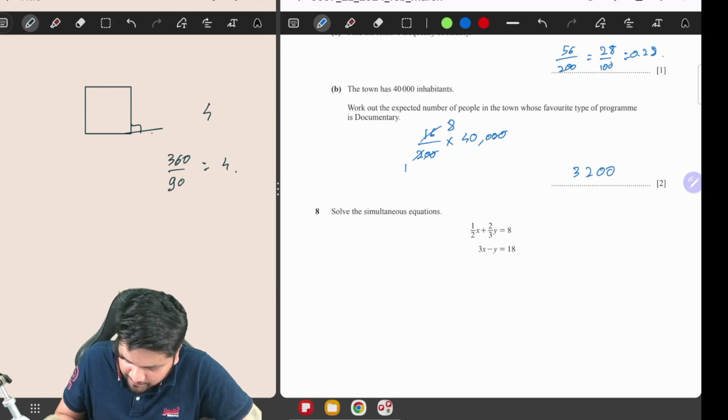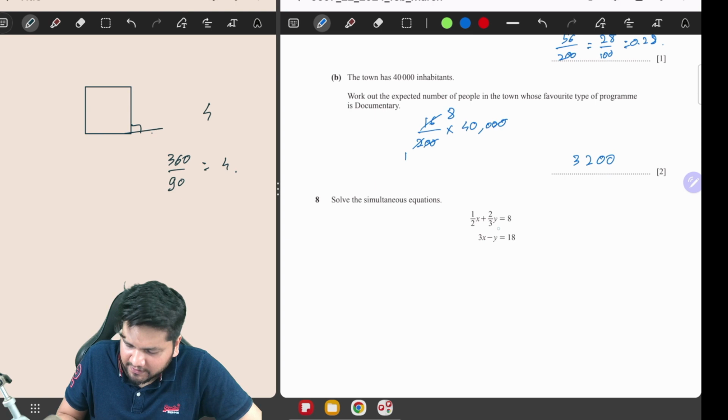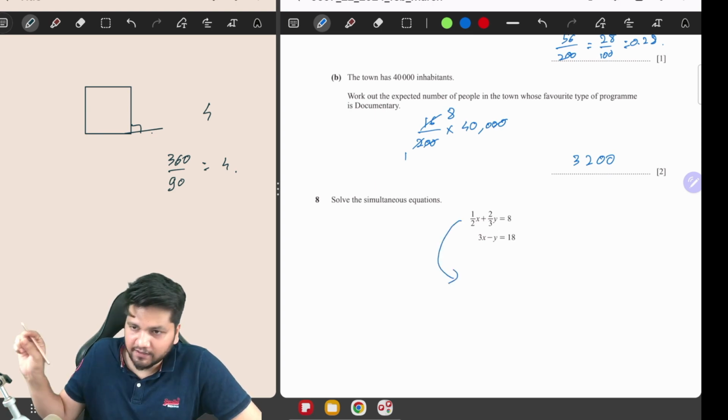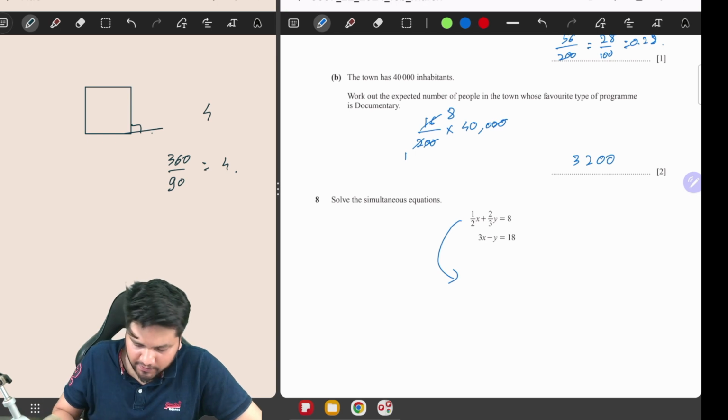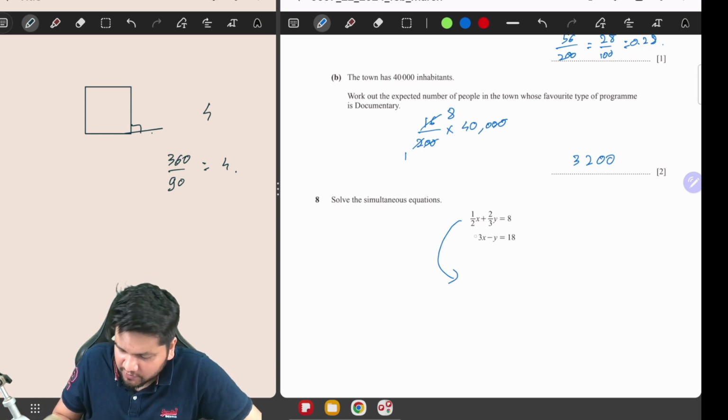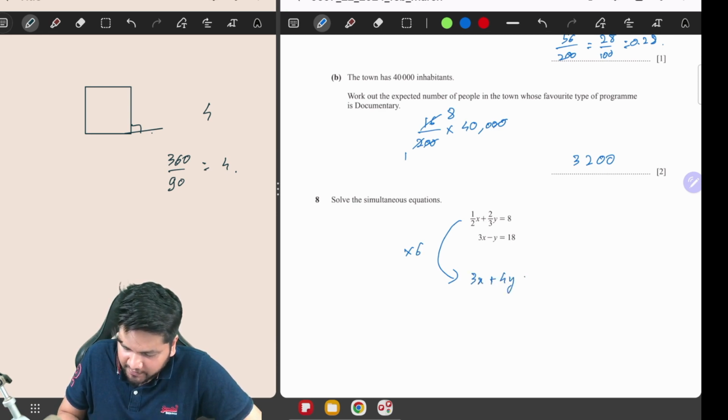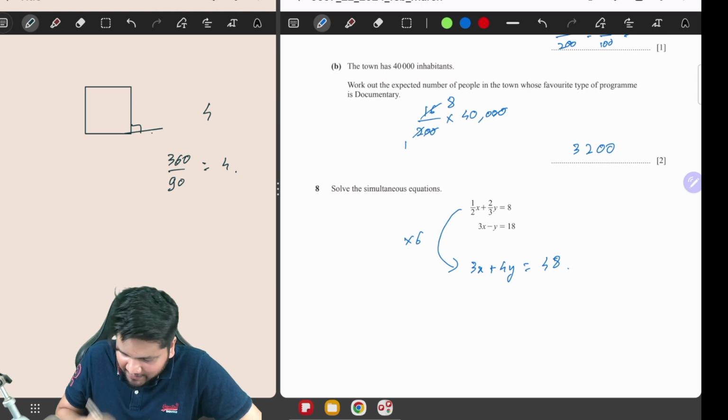So let's try this one. Obviously I can see this half x plus 2 by 3y is equal to 8, so it's a difficult equation. I'll convert that into a one-liner equation, as it is taking two lines, just to make it easier. So I'll multiply by the LCM. The LCM of 2 and 3 is 6. So it's going to be 3x plus 4y is equal to, very common mistake, people generally take it as 8. I'll multiply by 6, so I'll get 48. Common mistake. And this is 3x minus y is equal to 18.